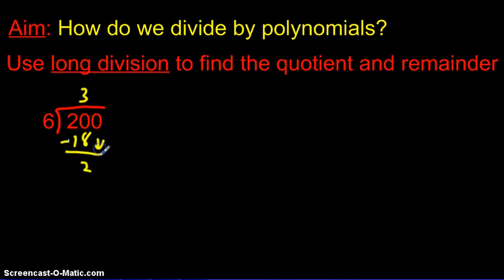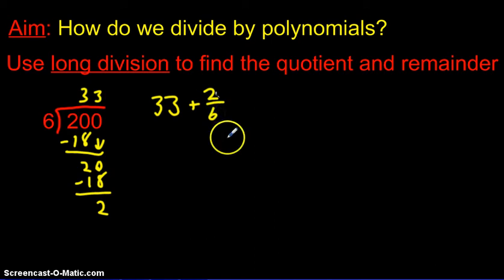Bring down the 0. It goes into 20 again. 6 goes into 20 3 times again. And that'll be 18. We subtract that. We get 2 again. So our remainder is 2. So this is 33 and 2 sixths, which simplifies to be 33 plus 1/3, or just 33 and a third.